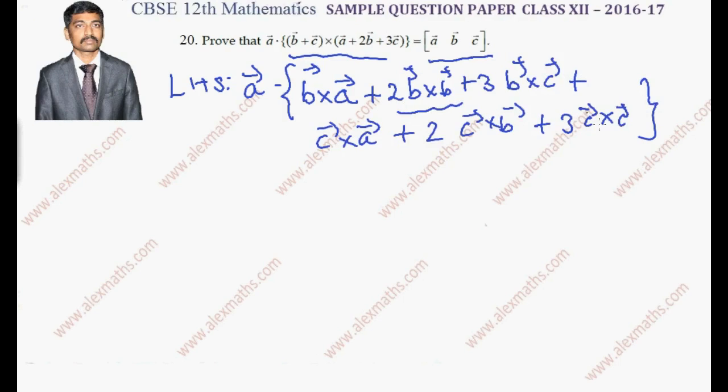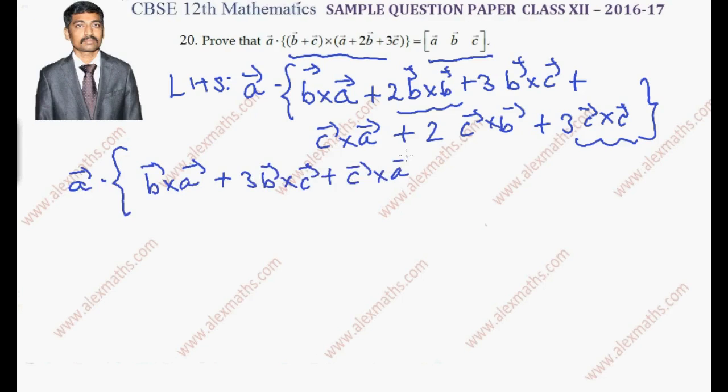When both the things are same, that is a cross a, b cross b, c cross c, that will be 0. So I am replacing 0 and the rest of the terms I am going to write as it is. That is b cross a as it is. Second term is 0 plus 3 b cross c plus c cross a plus 2 c cross b. And the last term is 0 again. Always try to have the cyclic order, that is ab, bc and ca. This b cross a I am going to change into a cross b by putting a minus sign.